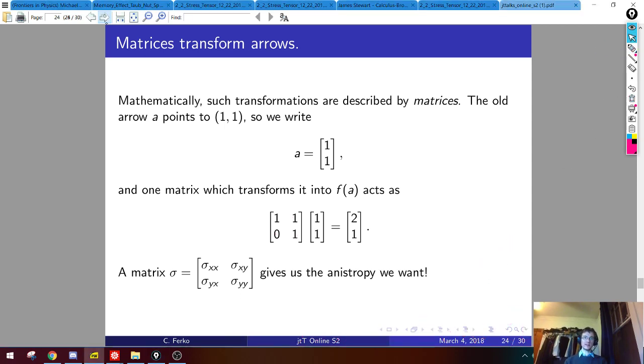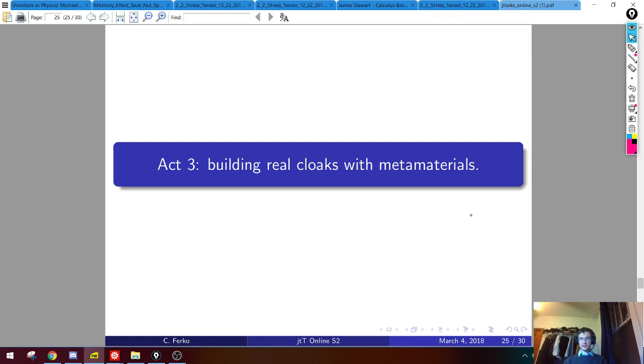Good. Okay. So I think I've set up basically all of the problem, and so in the last couple of slides, the last 10 minutes basically, if we go for 1 hour, I'll tell you how you find what that matrix has to be in order to cloak something, and then tell you how people have built it in practice. But good.